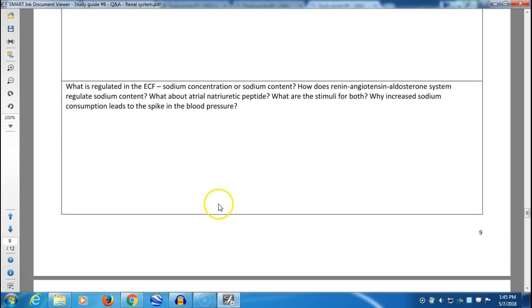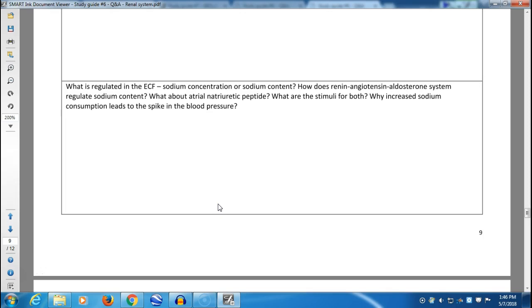Now, sodium, what you need to know. Sodium content is regulated, not sodium concentration. Sodium concentration is constant all the time. Why sodium concentration is constant? Because of the water, right? If sodium concentration goes up in any compartment, water will be attracted there. What I want you to know about sodium regulation.